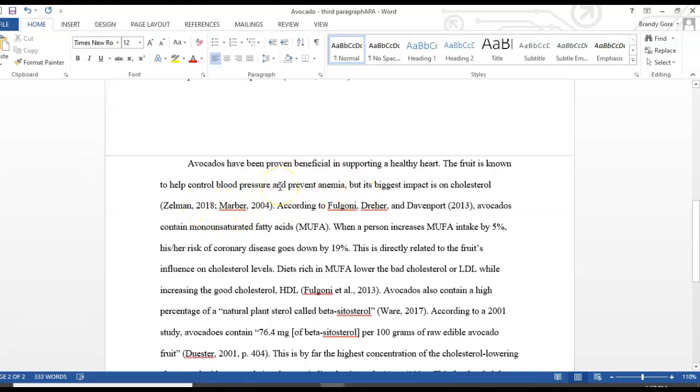Both of these things contribute to heart health because they have to do with the blood and the vessels, right? But we're already leading in to the fact that cholesterol is the big topic here, right? So let's see what we have to say about cholesterol. According to Fulgoni, Dreher, and Davenport, 2013. Don't forget your year. Years will never stand alone anywhere. They go with the author's name.